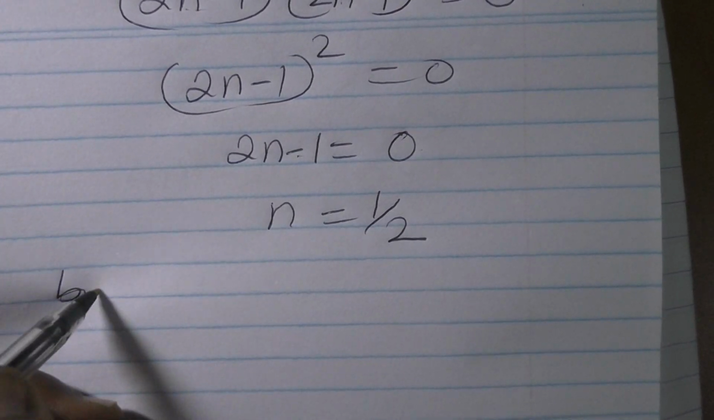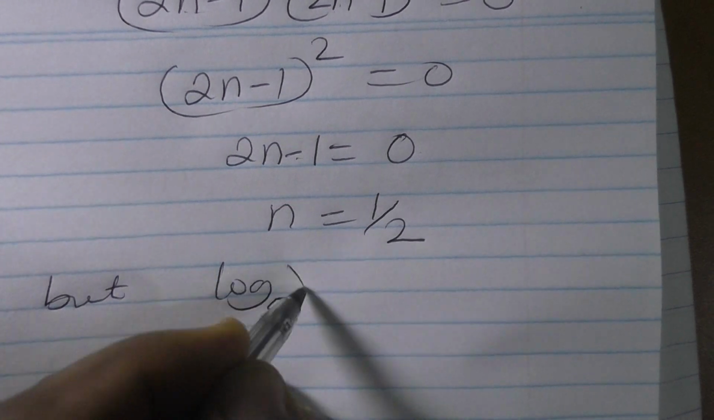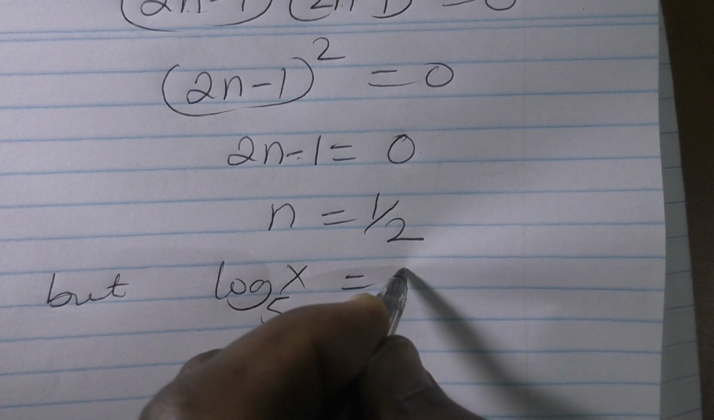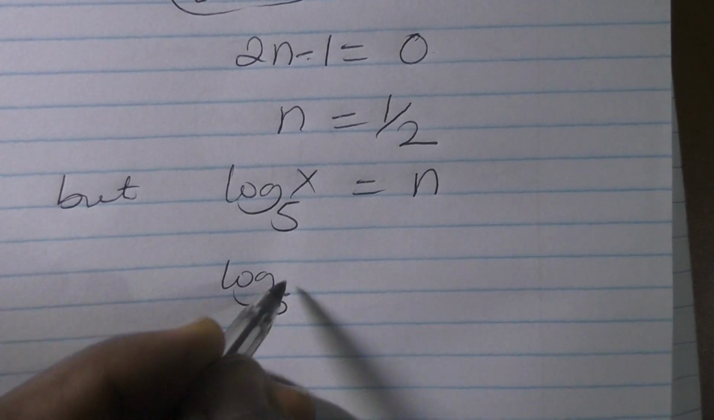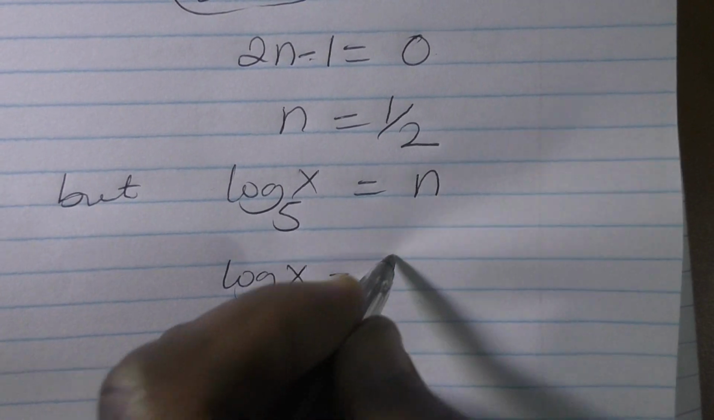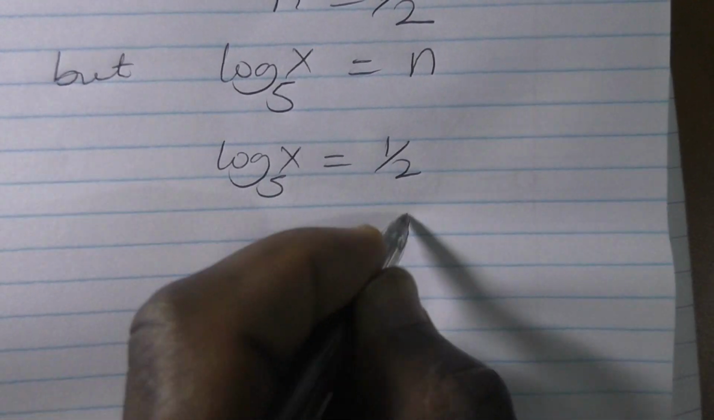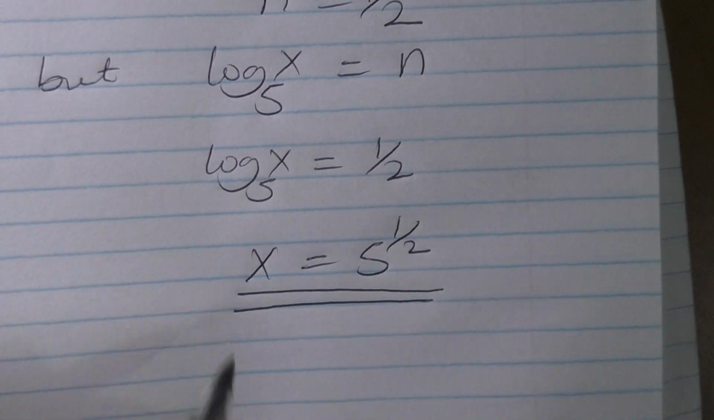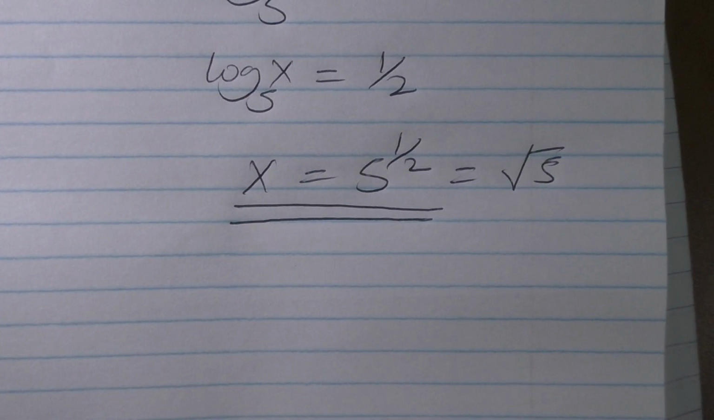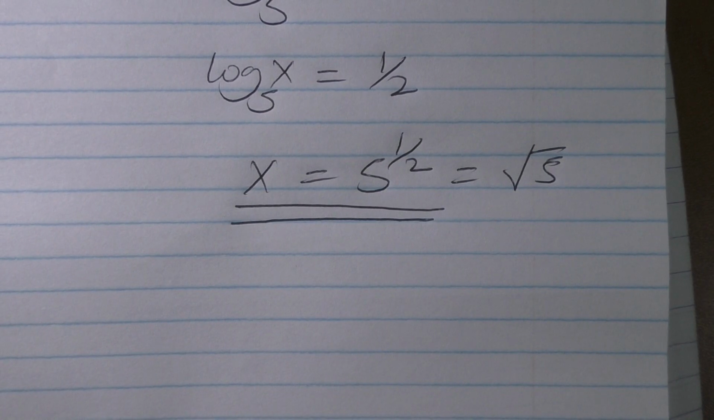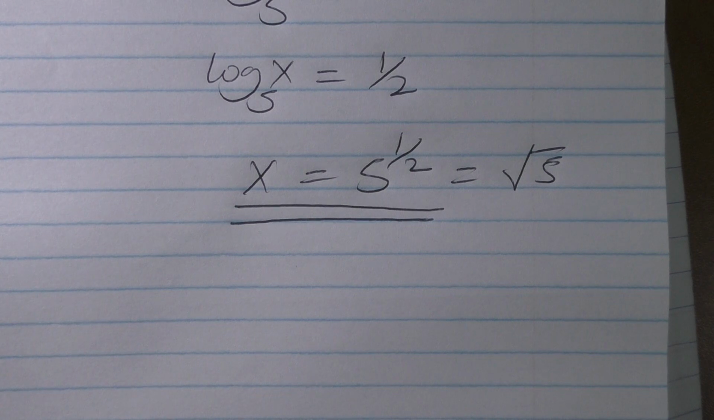But remember, our log of 5x was equal to n. Therefore, log of 5x equals a half, meaning that x equals 5 power a half, which is the same as root 5. So that is our value for x.